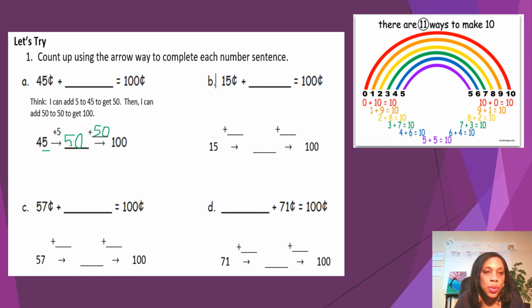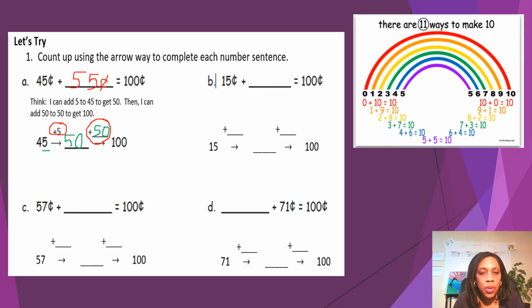Now what I have to do is go back and look at the numbers that I used at the top of my arrows, the numbers that I jumped. So I jumped 5 spaces and I jumped 50 spaces. When I put those together, 5 plus 50 equals 55. Therefore, 45 cents plus 55 cents equals 100 cents, which is also known as a dollar. Let's try this again with problem number B.